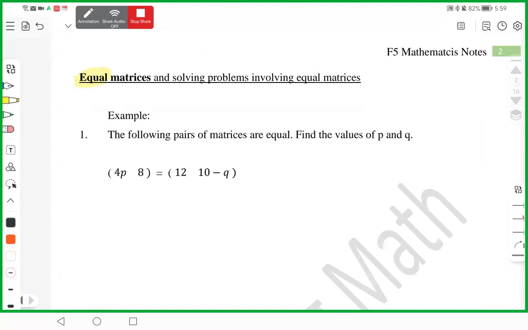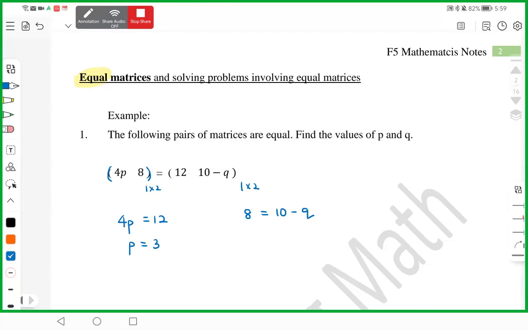Make sense? Look at the first bracket here. This is 1 times 2, 1 row, 2 columns. On the right side also 1 times 2. So when these two matrices are equal, you can find the elements, the values of P and Q. We can form equations. 4P is equal to 12, so P equals 12 divided by 4, which is 3. Next, because they are equal matrices, 8 equals 10 minus Q.